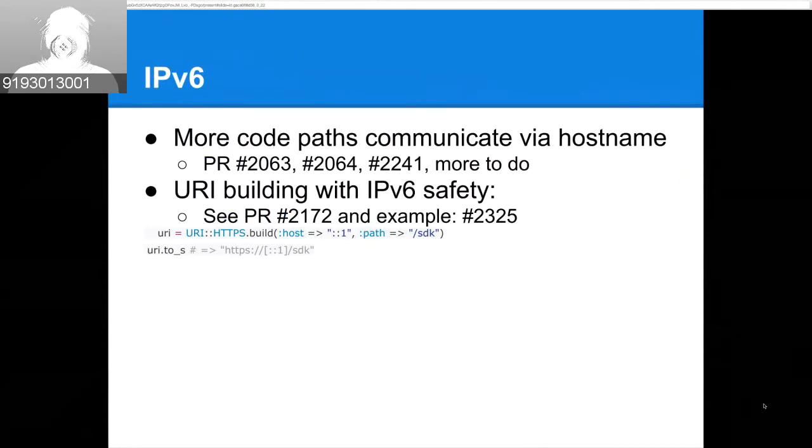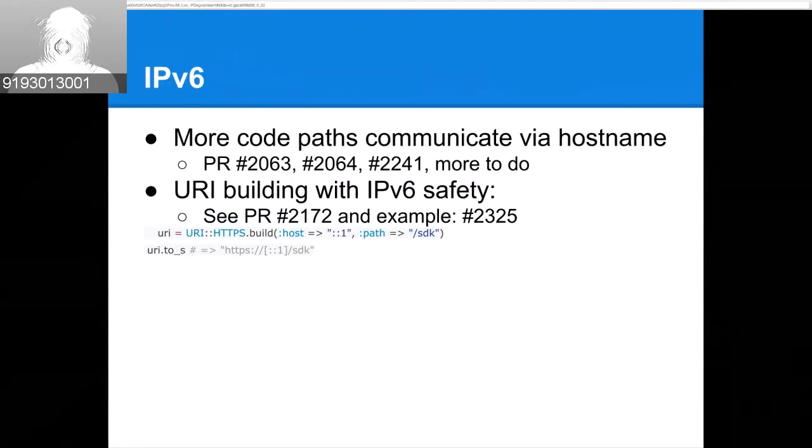So there were more code paths that needed to be cleaned up to use a host name. So there were a few PRs for that. And finally, there was some work to clean up some of the IPv6 safety in regards to building URIs. There was a pull request on Ruby that they merged, and I backported, or at least put together a way to get the new functionality working with our existing ManageIQ code base.